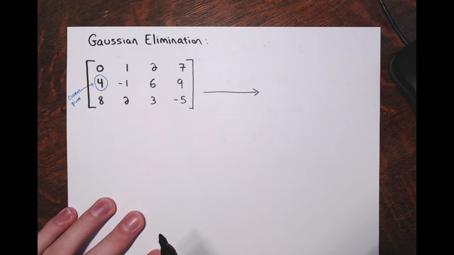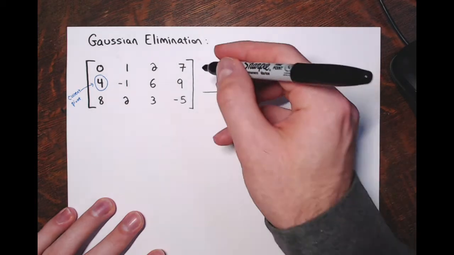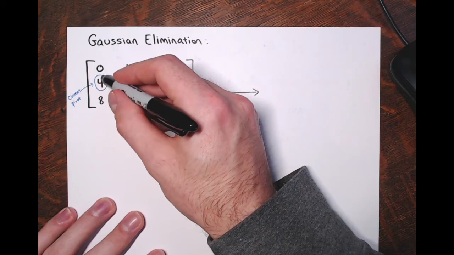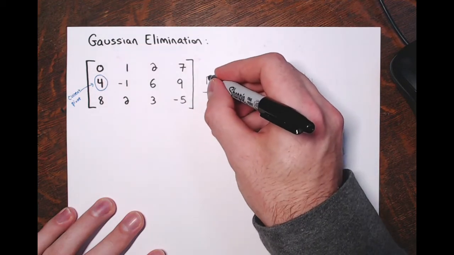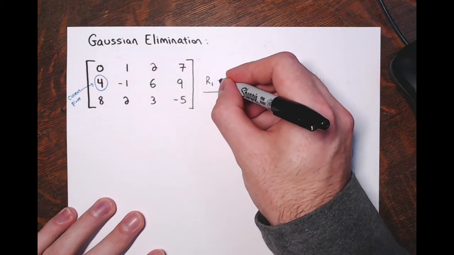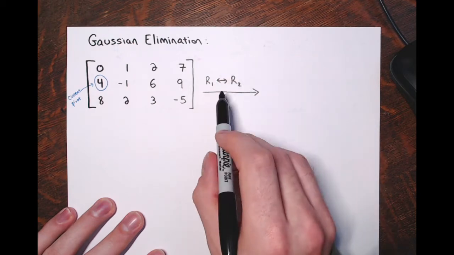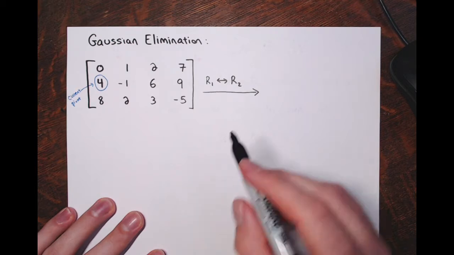Switching rows was one of the elementary row operations. The current pivot is not in the first row, so I'm going to move it. I'm going to switch row 1 with row 2. Remember the notation for this. This means switch row 1 and row 2.